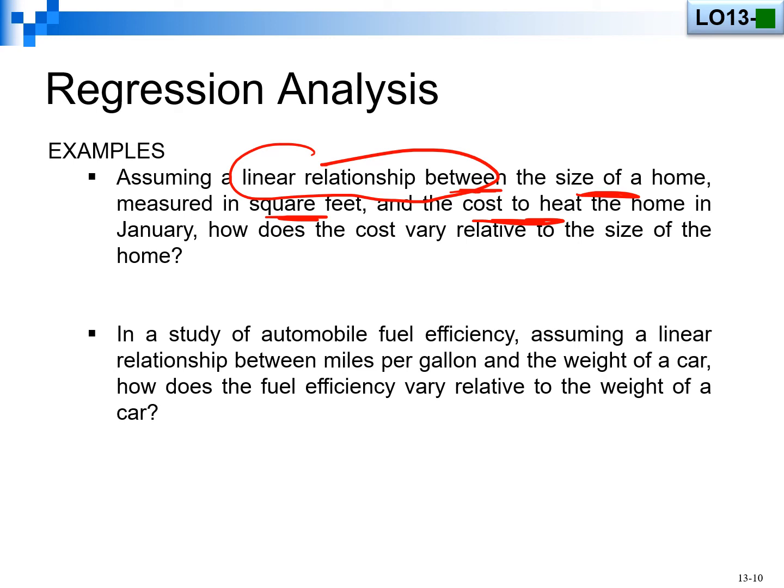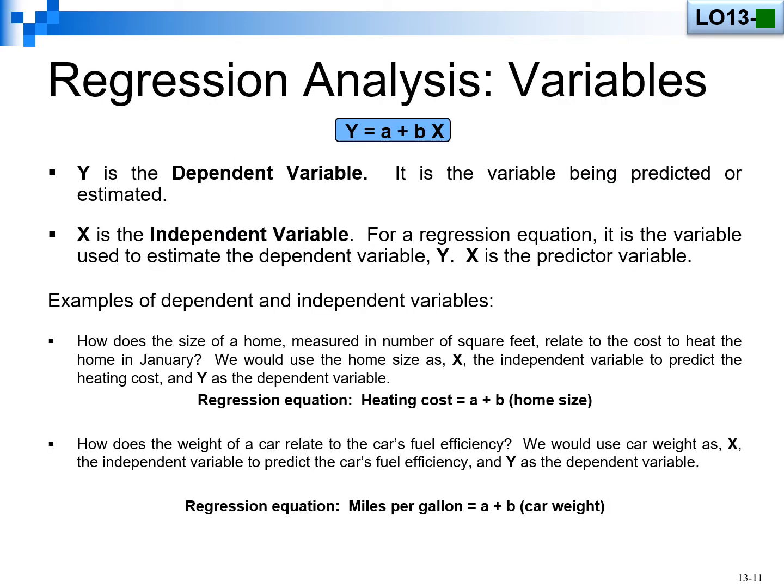The other one will be a study of automobile fuel efficiency. We're going to assume a linear relationship between miles per gallon and the weight of the car, trying to measure how fuel efficiency varies relative to the weight of the car. And as you can see, like I said before, y is going to be the dependent variable, which is the variable you're trying to predict. X is the independent variable. You're going to put that into this equation to use that to predict y.